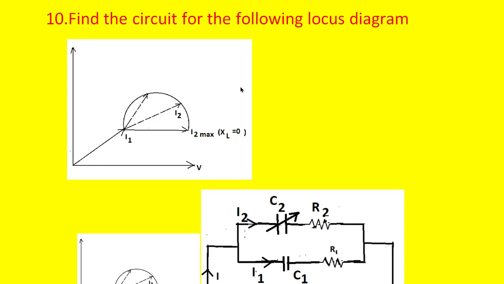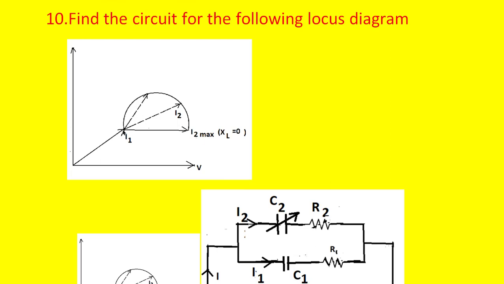Again, another problem. Find the circuit for the following locus diagram. Look at this. This is the voltage axis and this is the current locus. We have I1 here and here we have I2 which is varying. If you look at this properly, this current I1 is leading the voltage vector by some angle. So definitely the branch consists of R and C which are fixed in nature. So we can say R1, C1 connected across the supply.